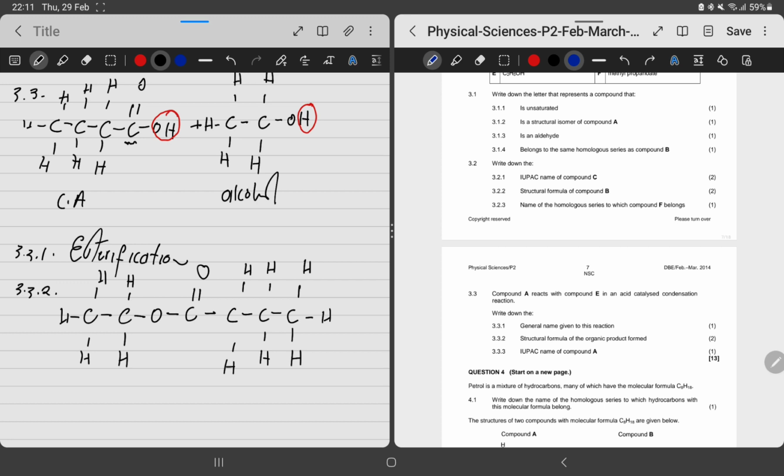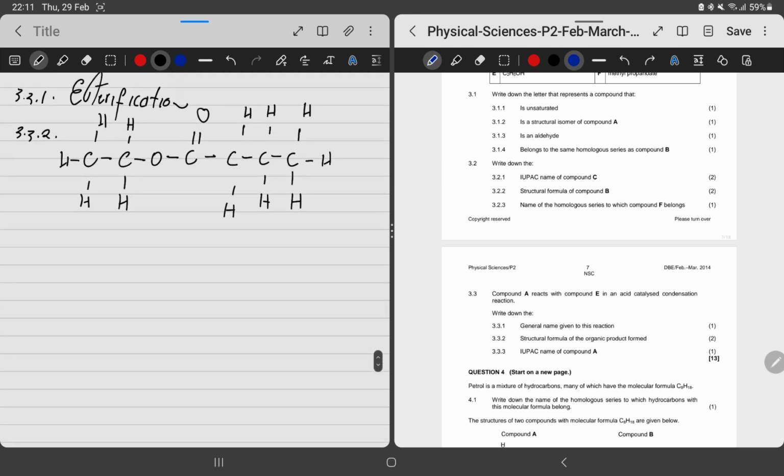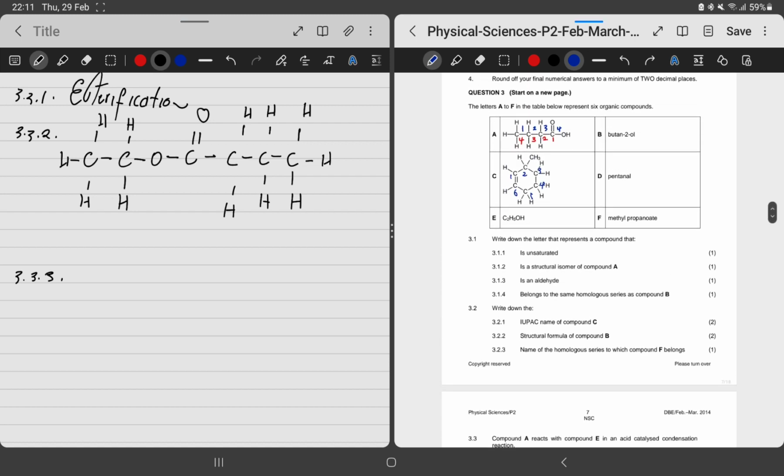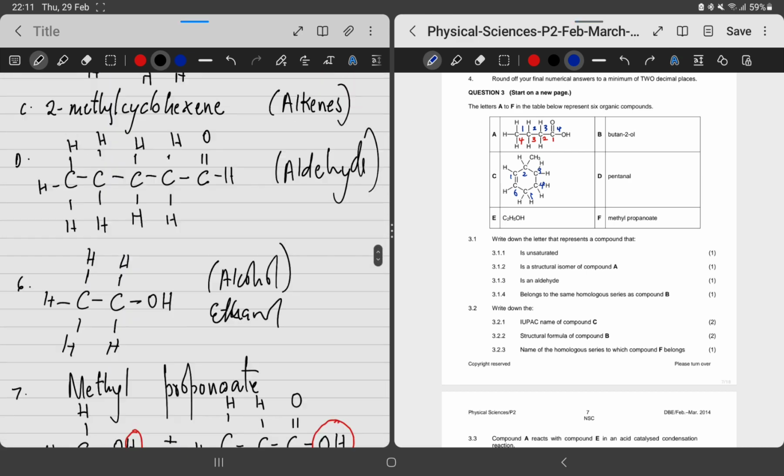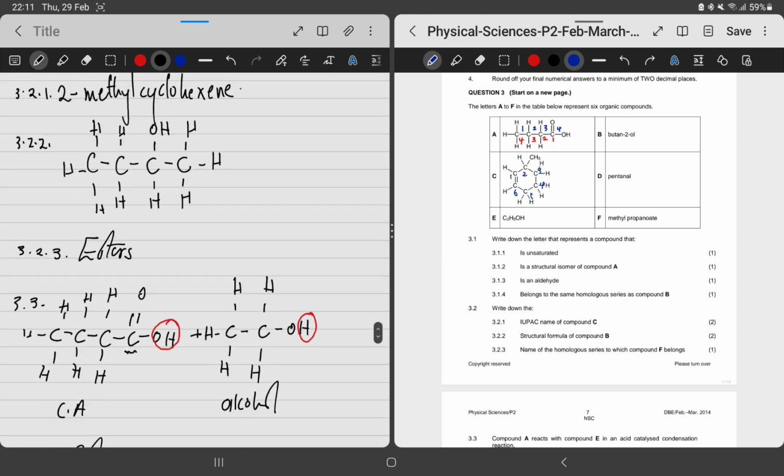If they had said that they want the inorganic product formed, that will be the water. Okay. 3.3.3 Now they are looking for the IUPAC name of compound A. That's butanoic acid. Yeah, butanoic acid.